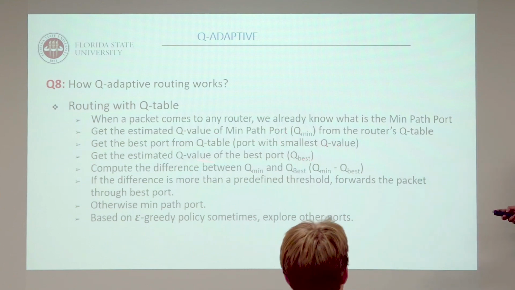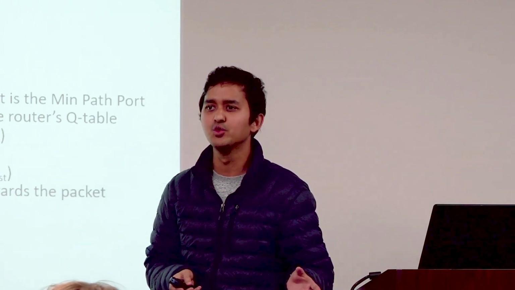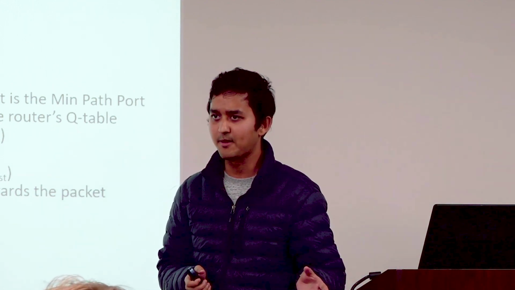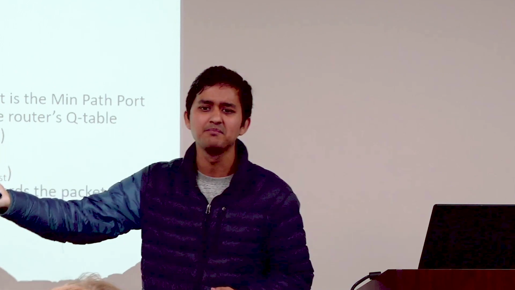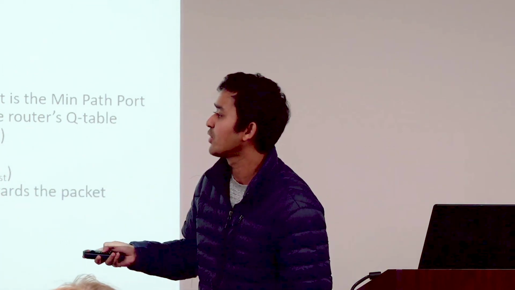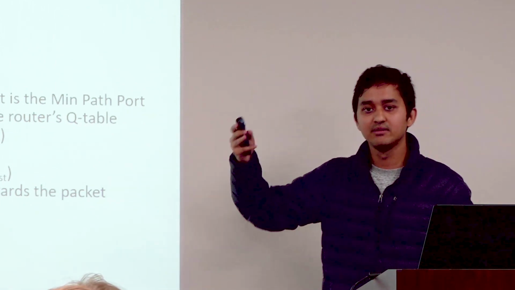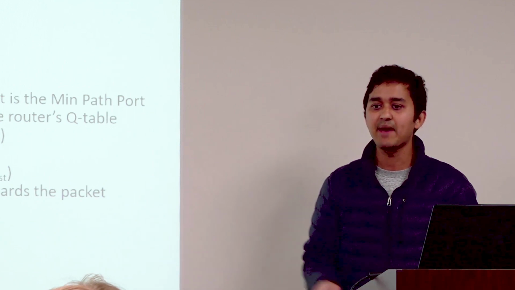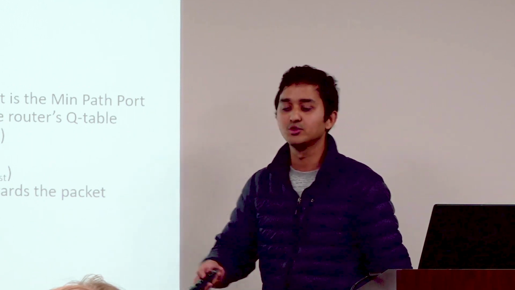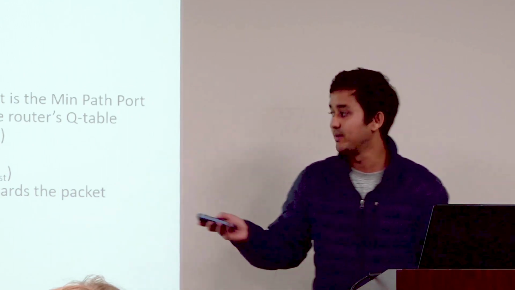Now, that difference will be compared against a predefined threshold, just to bias towards the mean path, because taking the mean path obviously has a little bit of bias. That's why we are using a threshold value. So if that difference is less than the threshold, then we'll send the packet through the mean path, and if it is greater than the threshold, we'll send the packet to the non-mean path.